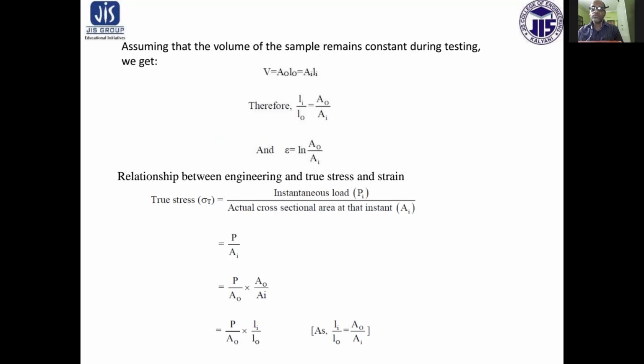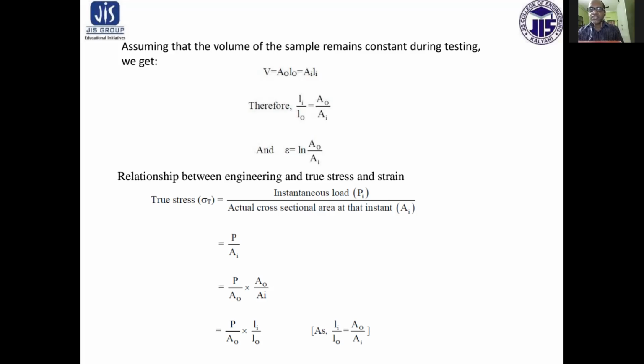Now we assume that the volume of the sample during the tensile testing remains constant. So V is equal to A0 L0, that is equal to Ai into Li. Therefore, with this, the ratio Li to L0 we may write as A0 by Ai. So now true strain becomes ln of A0 by Ai.